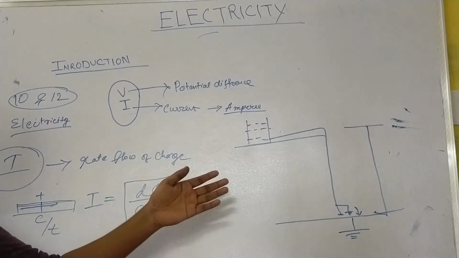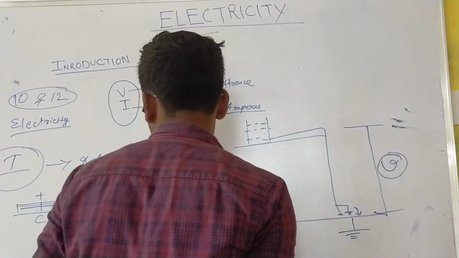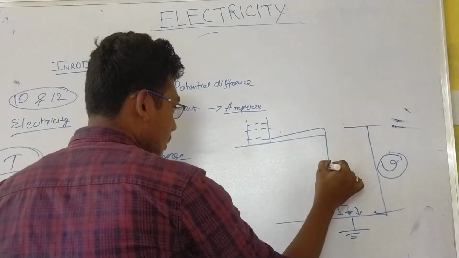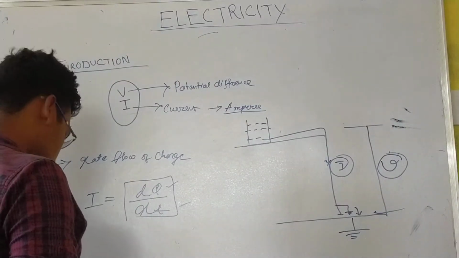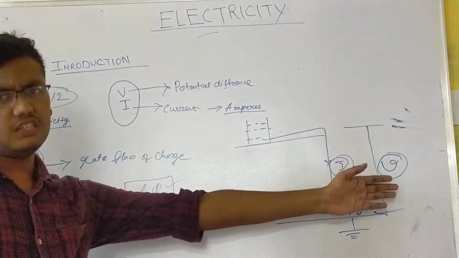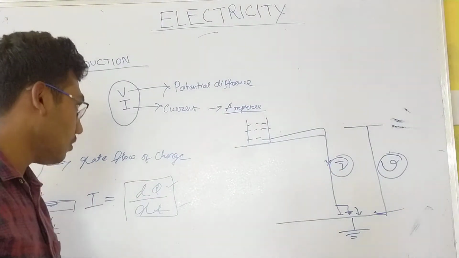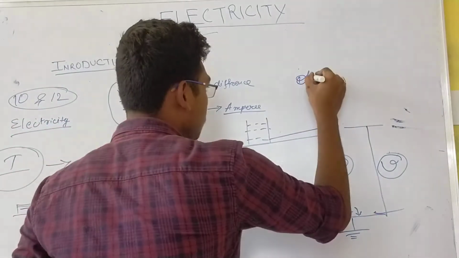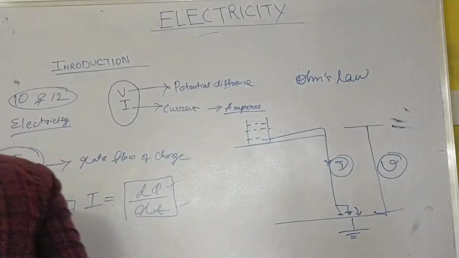In electrical terminology, we call this voltage V, and the rate of flow of water is current I. These two parameters have a relationship between them, the basic relation called Ohm's law. Now what is Ohm's law?